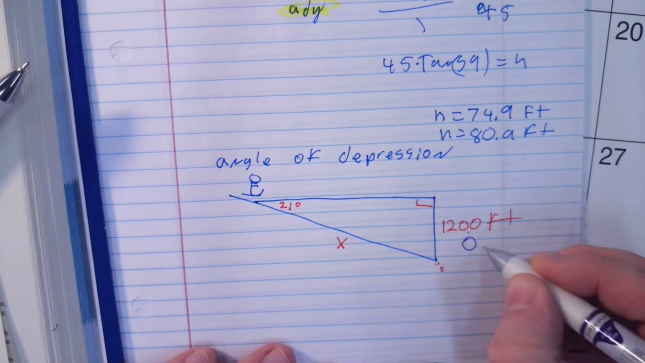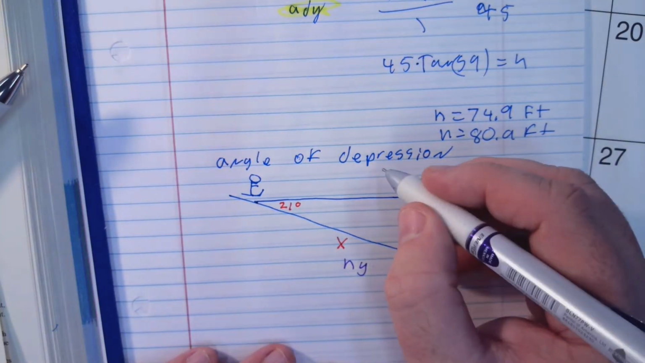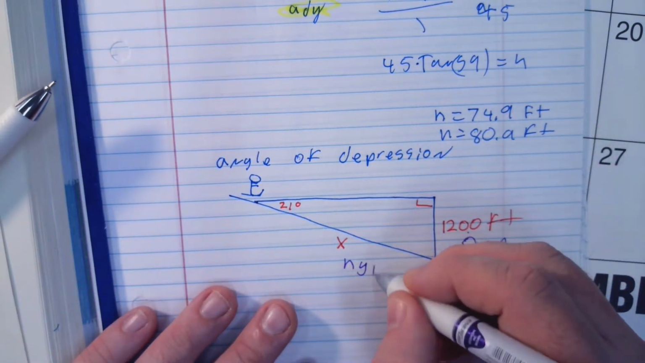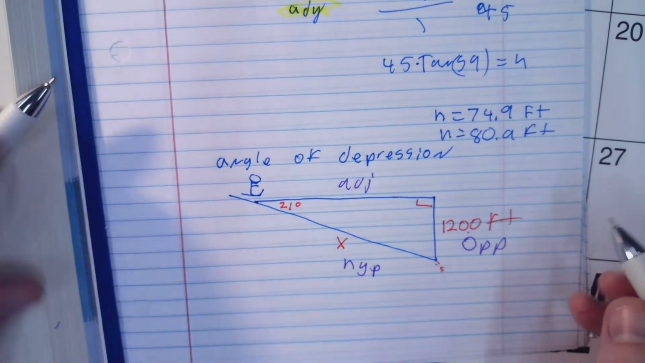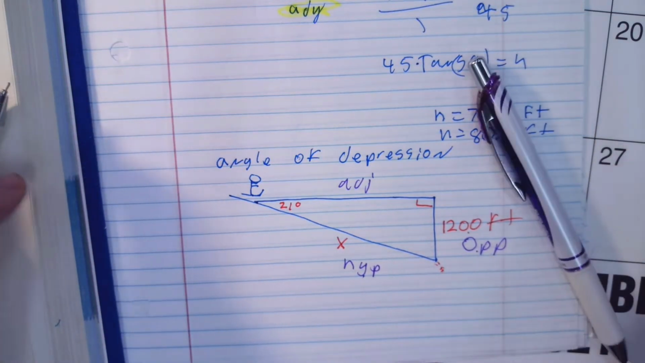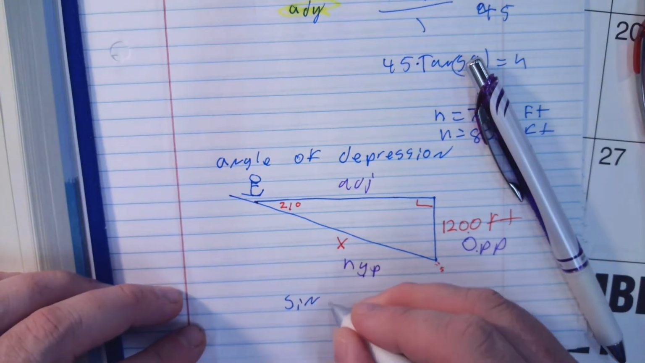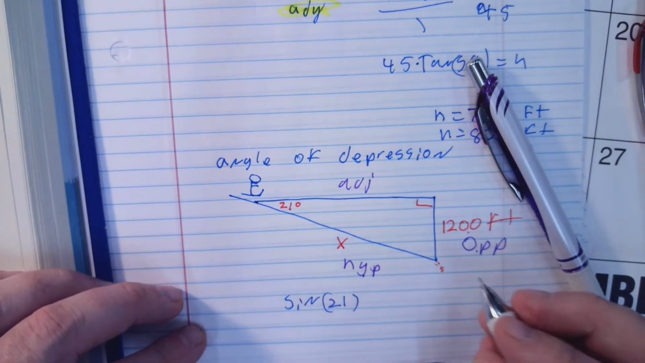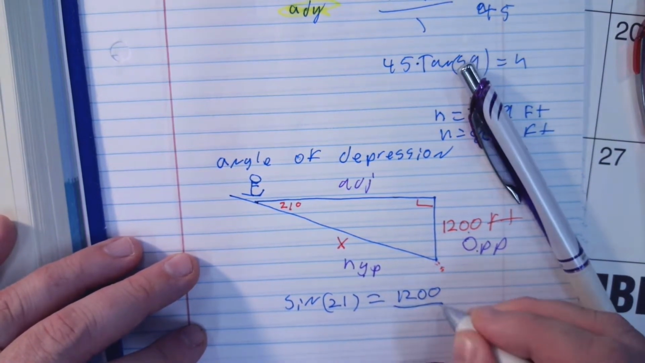Let's see. I got opposite. I got hypotenuse. The angle is 21? It is 21, yeah. Hypotenuse, and this would be adjacent. So I heard the correct answer that sine involves opposite over hypotenuse. So this would be set up like this. Sine 21 equals opposite over hypotenuse.